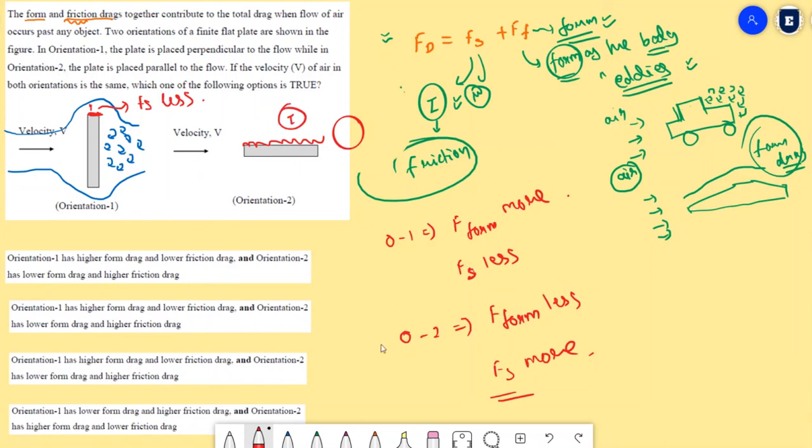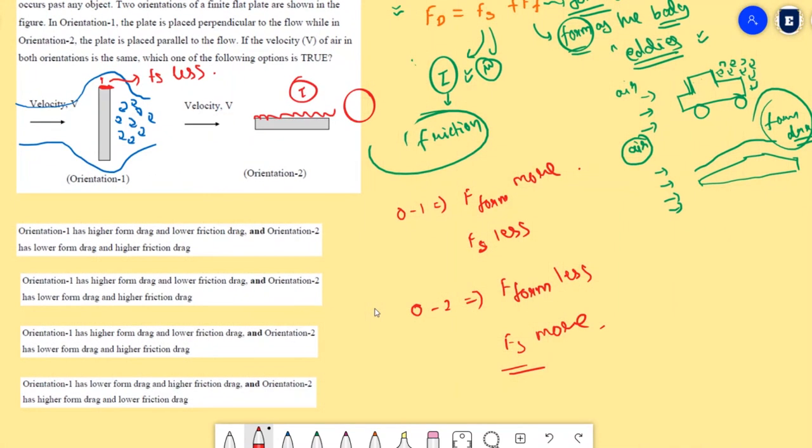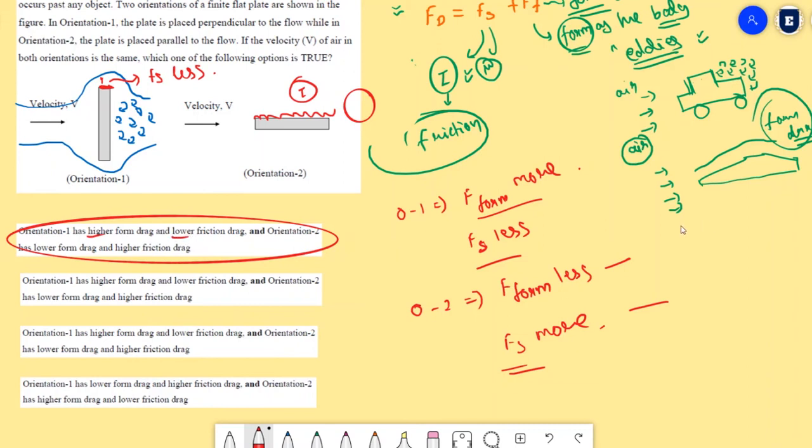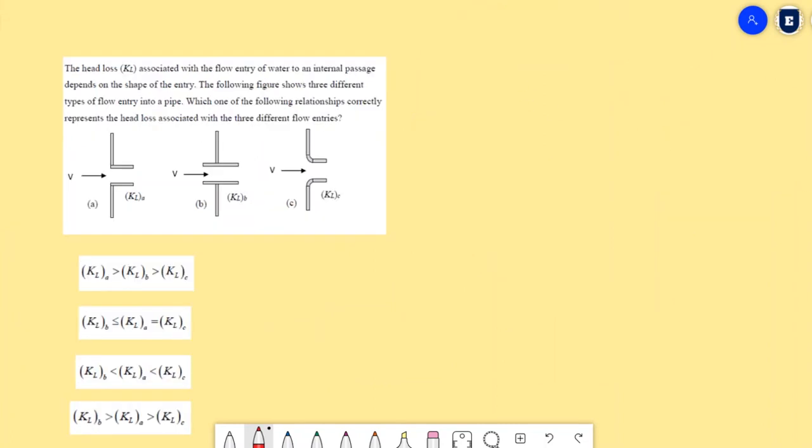So let us check out the options. Which one is correct? Orientation 1 has higher form drag, that is correct, and lower friction drag, that is correct. Orientation 2 has lower form drag, that is correct, and higher friction drag, that is correct. So option A is correct. Straightforward. All the other options are wrong. So let us go for the next question.